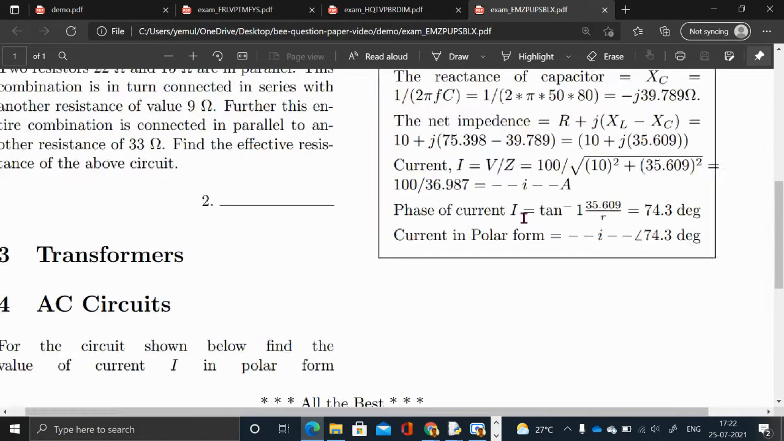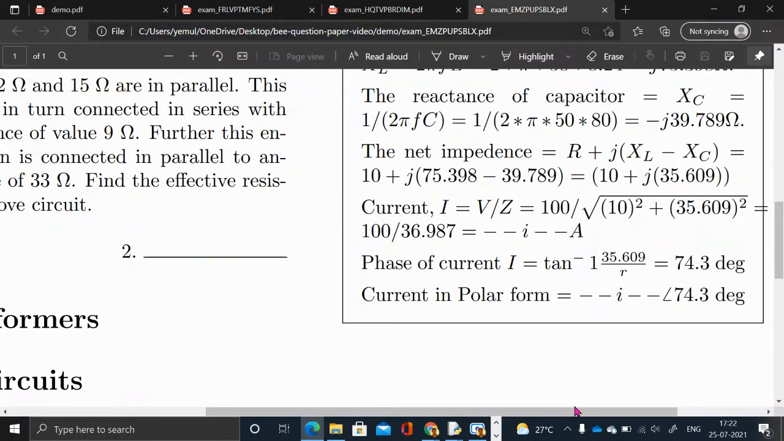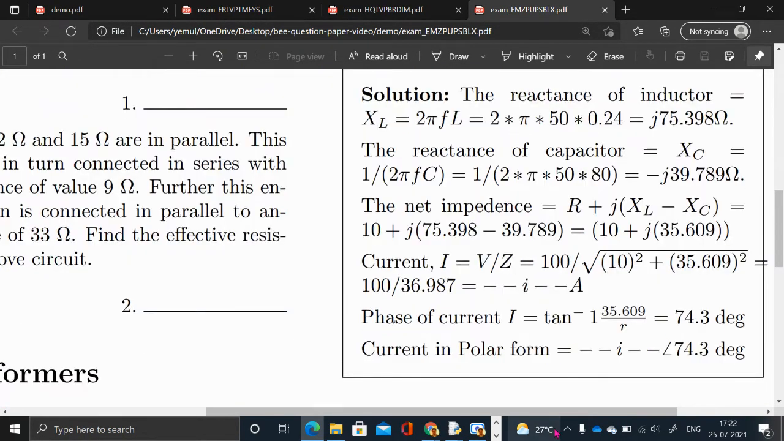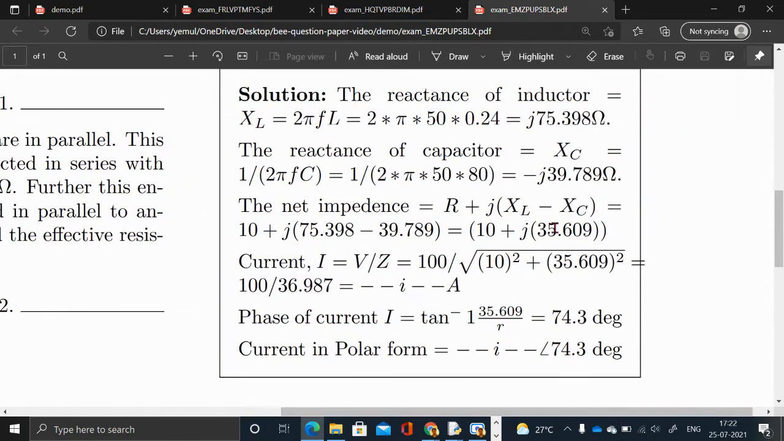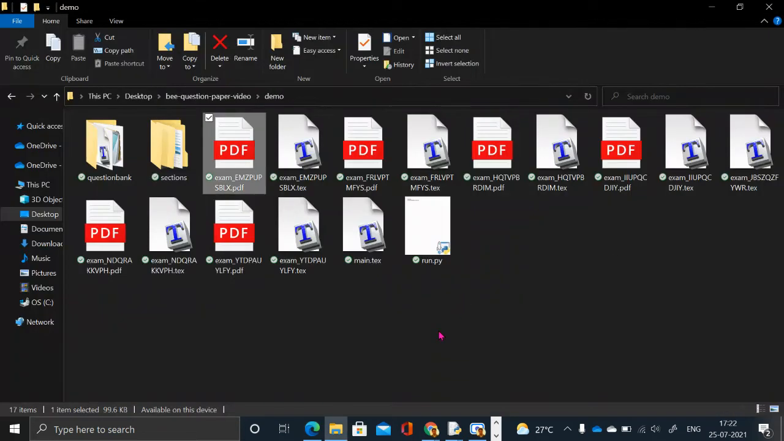So here, if you see, I think the final question is coming: XL minus XC. Okay, and then the Z value is there. I think I have to use capital I. So tan inverse is also coming properly. I think this one should be minus at the top. That also I will take care of. Okay, let's run once again.